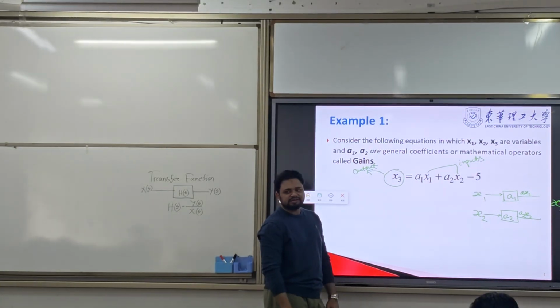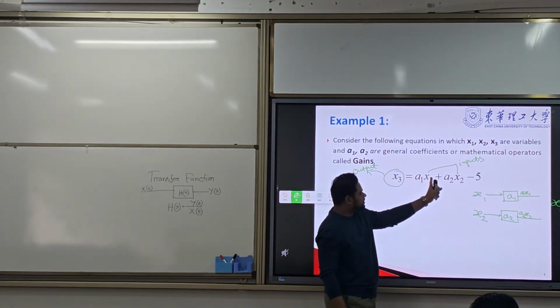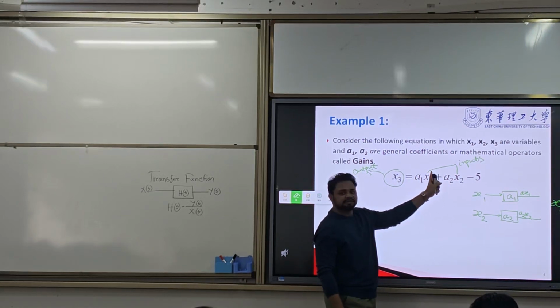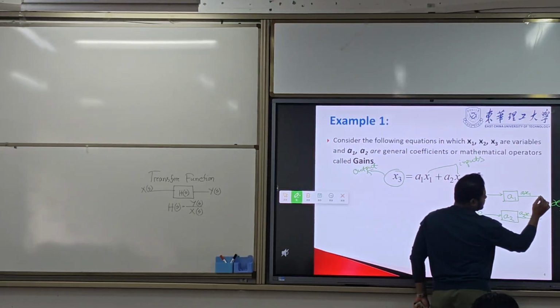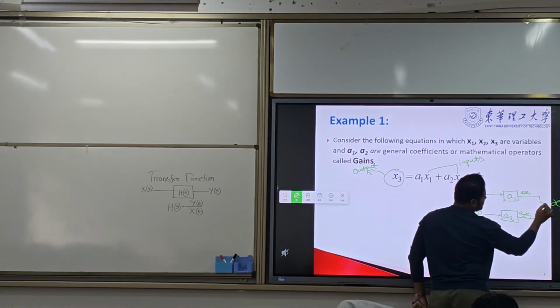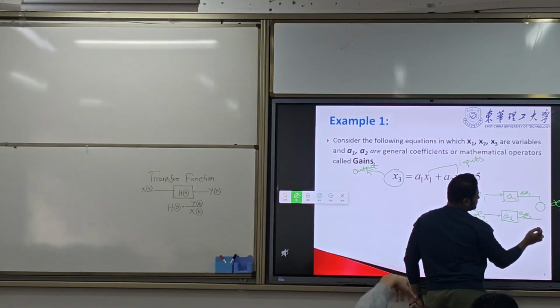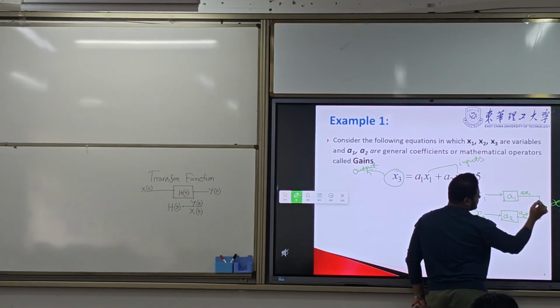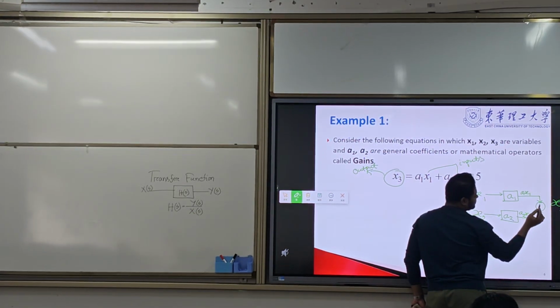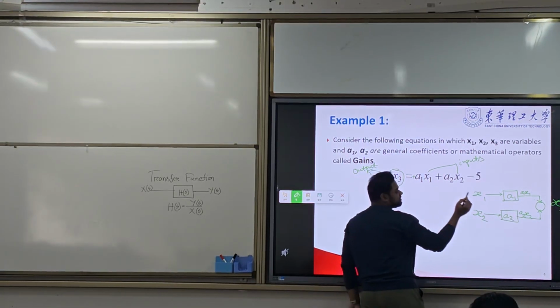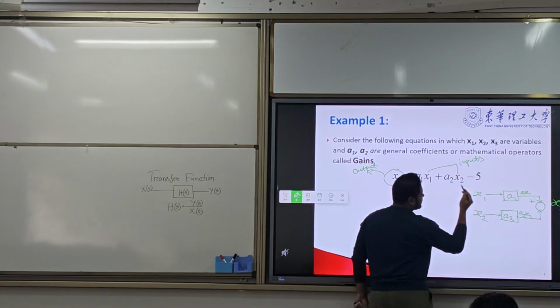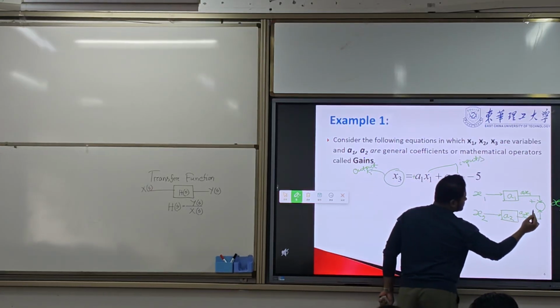Now this a1 x1 and a2 x2 are added. So here, what will you do? There will be one summing point. So the direction will be like this. And here we have a positive sign. Here we will have a positive sign.